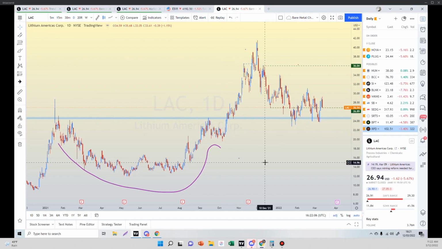So the line tried to cover off the actual closes, and then the zone tends to be how big are the wicks around that zone. That's just how I do it.